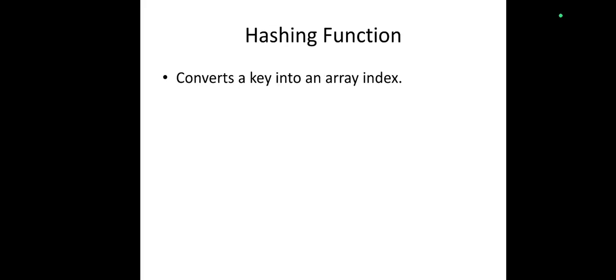Hash function: it converts a key into an array index. A hash function converts a key into an index location in a hash table. The generated value is called a hash value.